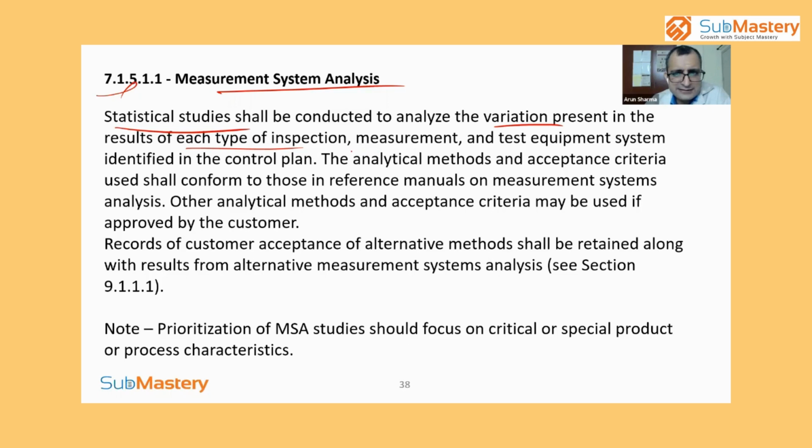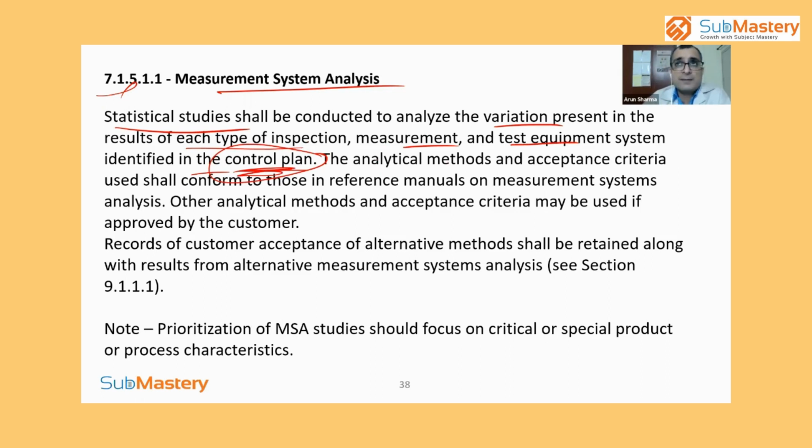Analyze the variation present in the result of each type of inspection, measurement, test, and equipment system as identified in the control plan. So whose MSA needs to be done? Where do you need to conduct these statistical studies? On which equipment? Those mentioned in the control plan. That is the number one requirement.